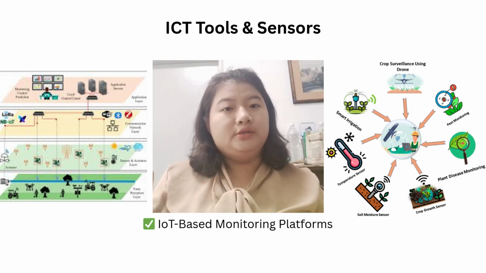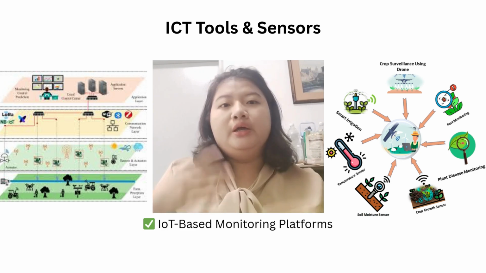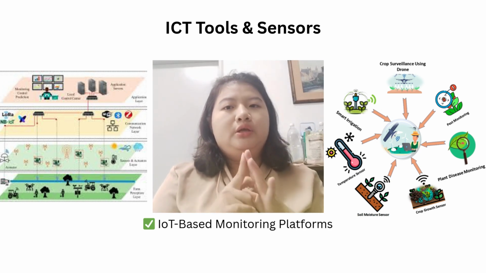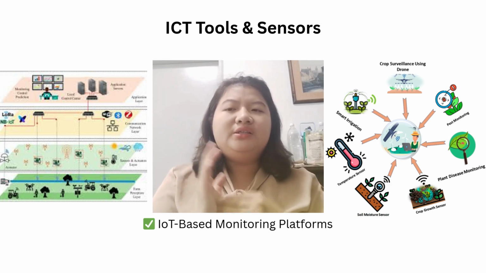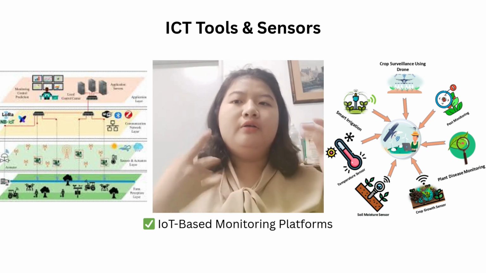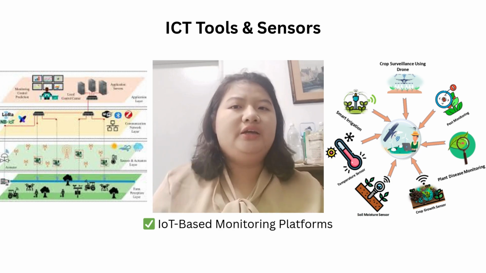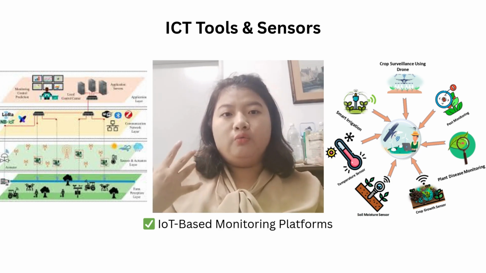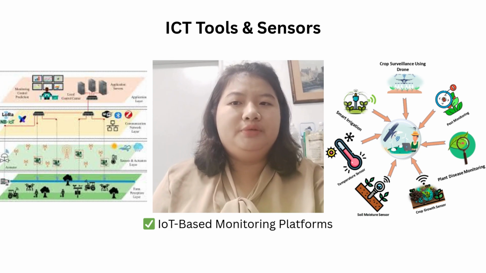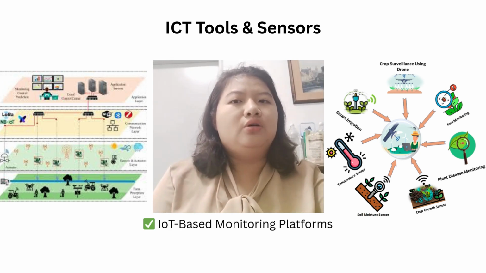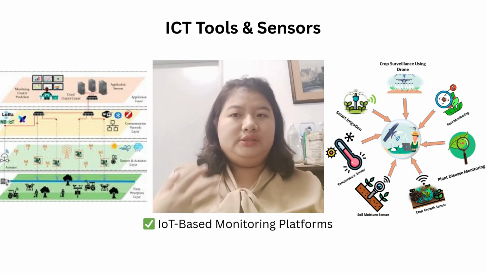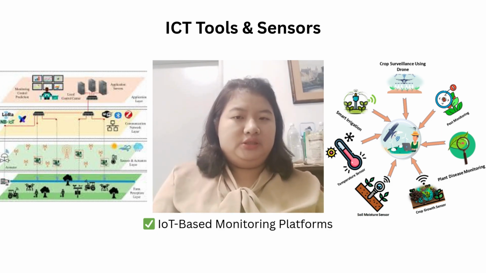The last is the IoT-based monitoring platform. How does it work? All devices such as sensors, cameras, and weather tools connect to the internet. The data is sent to a platform such as a mobile app, dashboard, or cloud. The farmer can monitor everything with real-time data and get alerts about what action needs to be done next. For example, soil data, temperature, and drone images appear on a farmer's smartphone or laptop. So this is all an IoT-based monitoring platform can do.